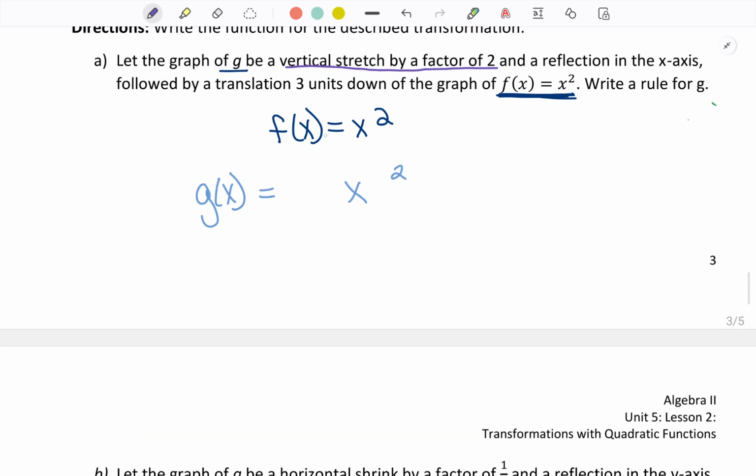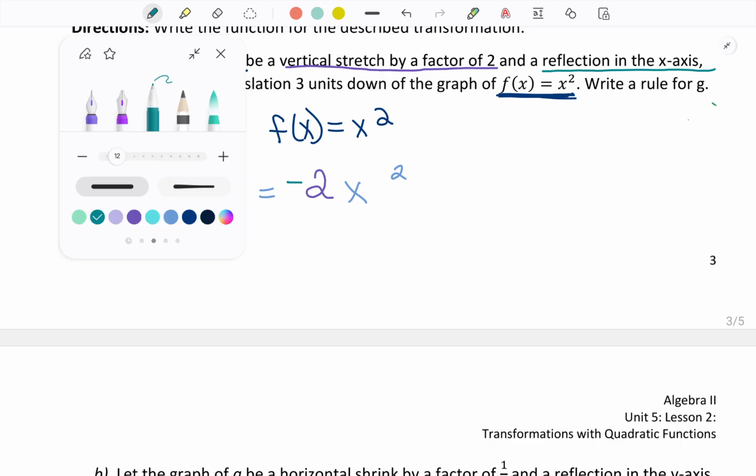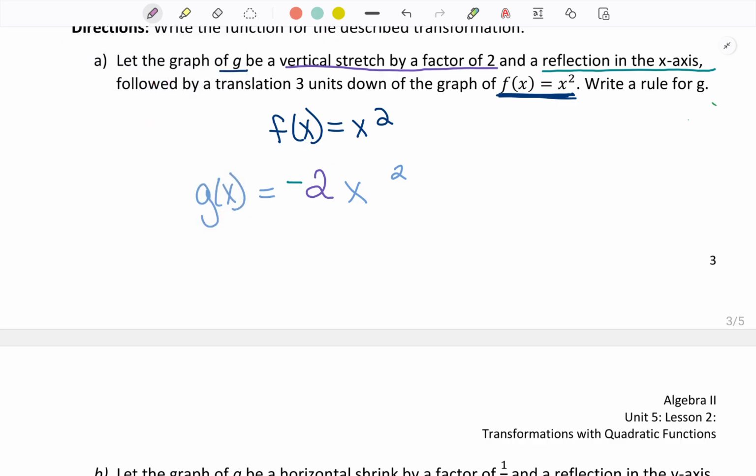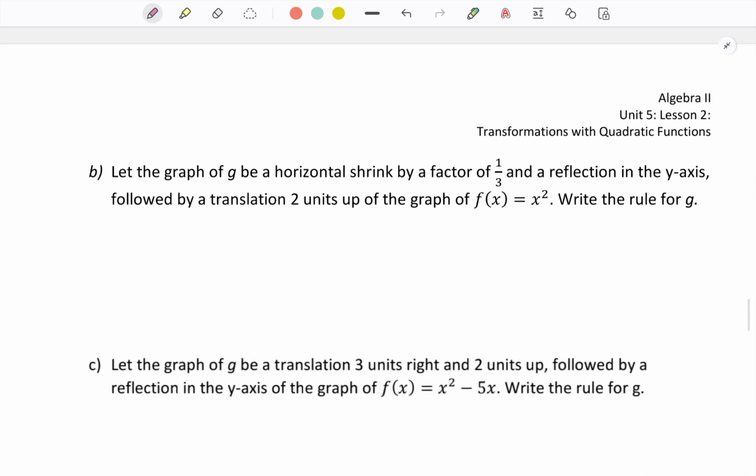So we're going to put that right in front of the x squared and a reflection in the x-axis. So that's going to be that negative that's in front. Then it's followed by a translation 3 units down. And that is going to be the +3. Now in this case, there's nothing that we need to simplify. So this is going to be our final answer. So the G of x equals negative 2x squared plus 3.